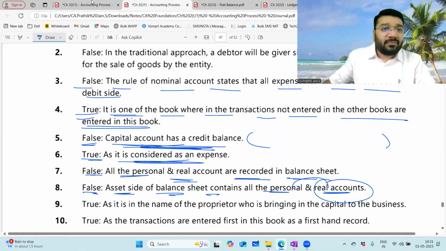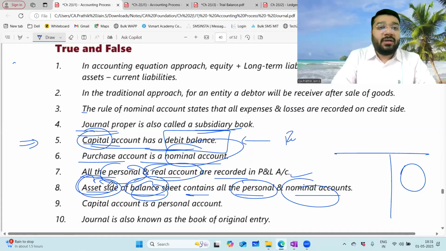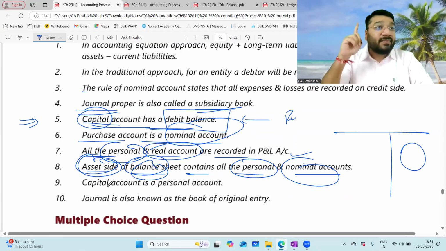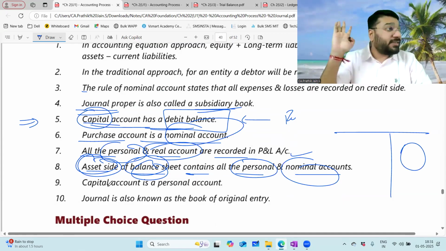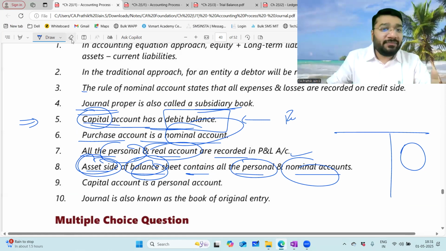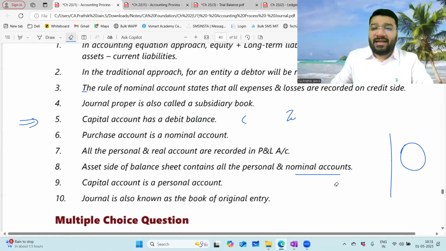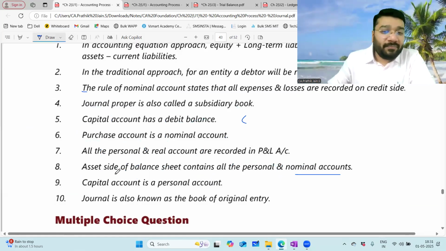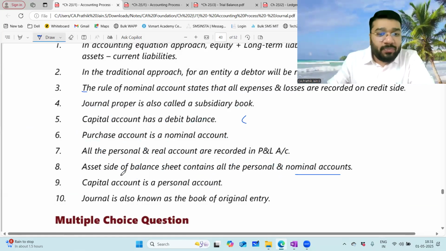Clear now? You will be in a position to answer these kinds of questions only when your basics are strong. Had I not given those basics in the last 5 or 6 classes, today this true and false would not be easy. Do you agree with that? No energy. Nobody's agreeing with me. Okay. Online people, do you agree with me? Yes, sir. Yes, sir.